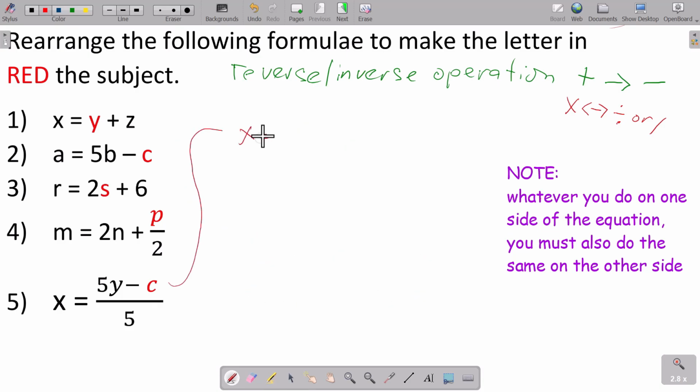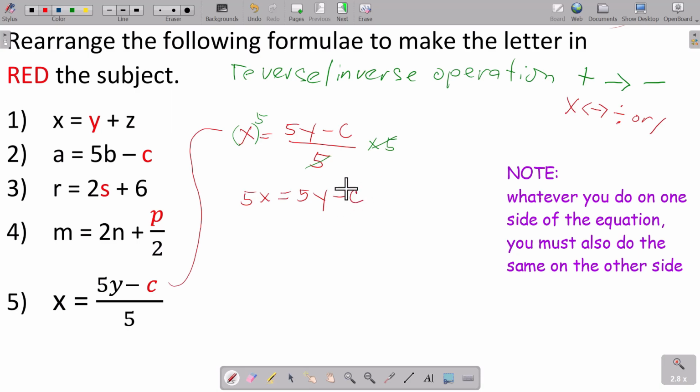Number 5. Here we have to make C the subject of this formula. First, we will use the inverse operation of division, which is multiplication. So we will multiply this by 5 to get rid of 5. We have to do that also on the other side. X multiplied by 5. So now we have 5x equals 5y minus C.